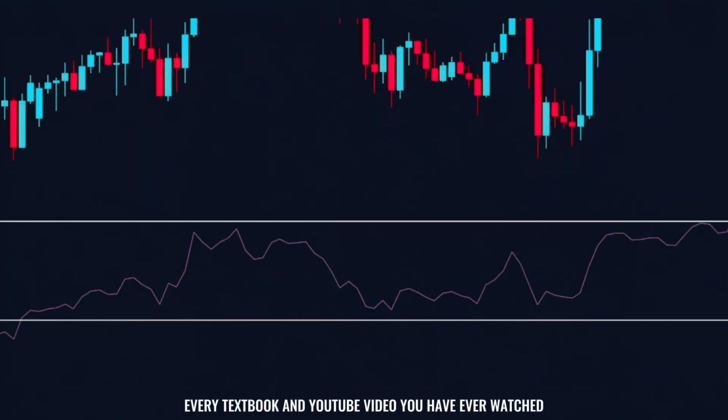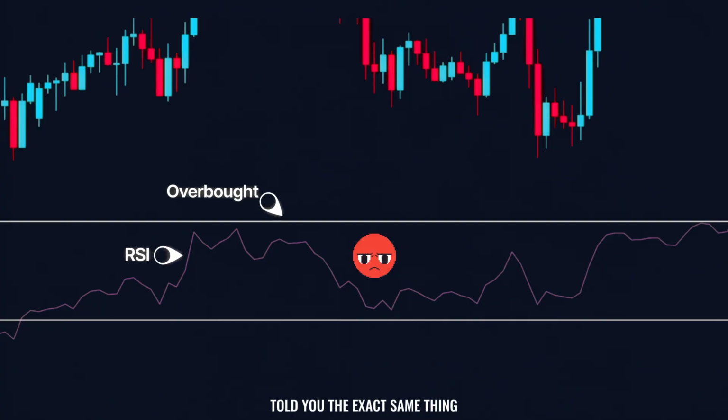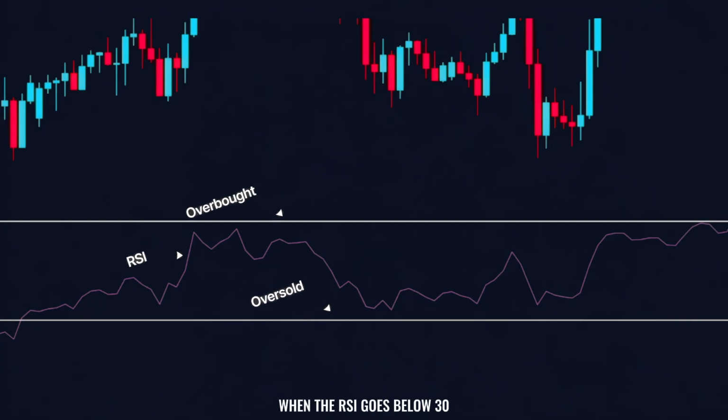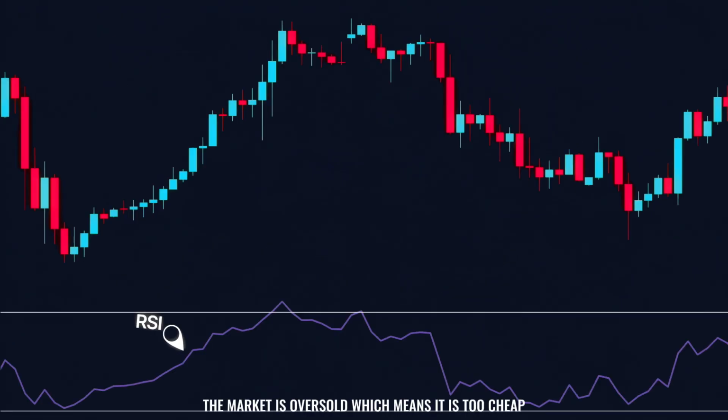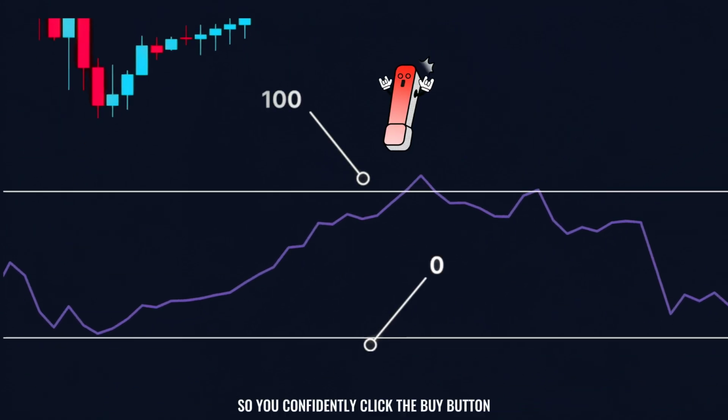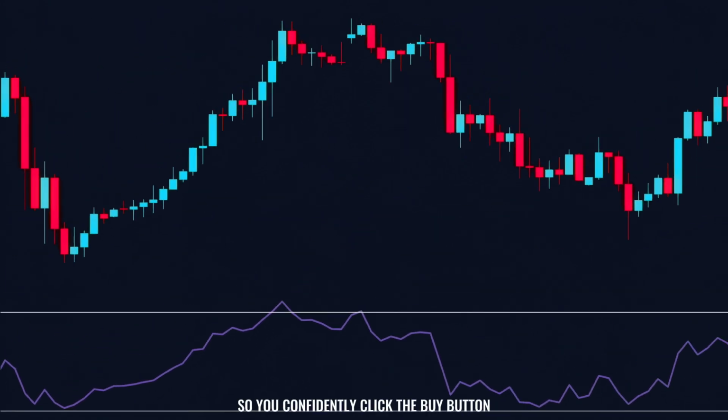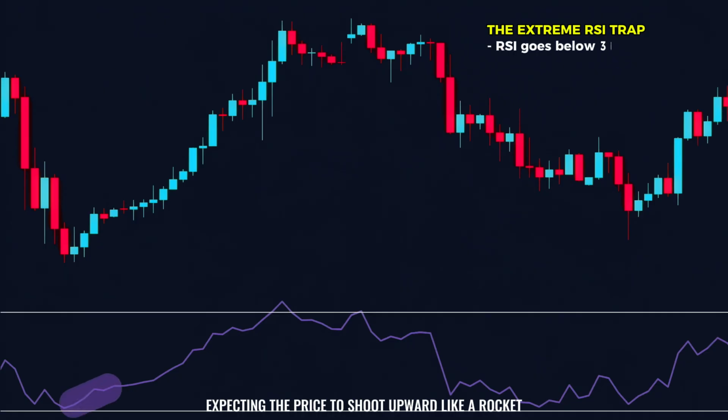Every textbook and YouTube video you have ever watched told you the exact same thing. When the RSI goes below 30, the market is oversold, which means it is too cheap, and you must buy immediately. So you confidently click the buy button, expecting the price to shoot upward like a rocket.